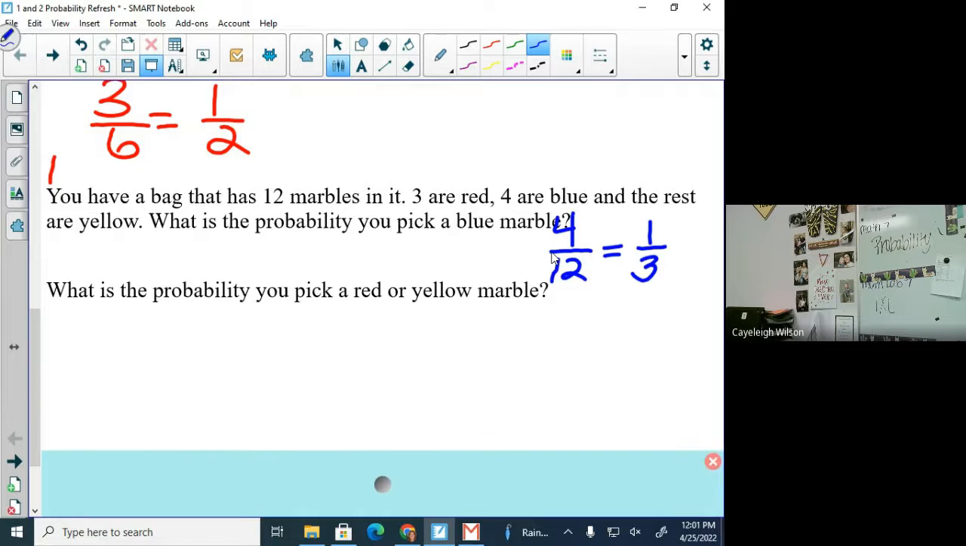Okay, this one. What is the probability that you will pick yellow or blue? So I'll give you a hint. You've got to figure out how many of them are yellow. You'll use that same top information: you have 12 marbles, 3 red, 4 blue, and the rest are yellow.